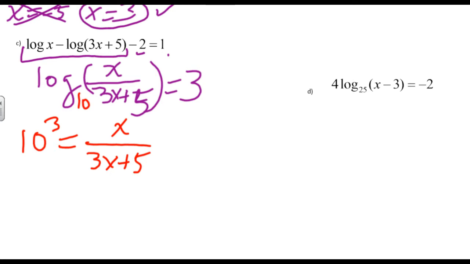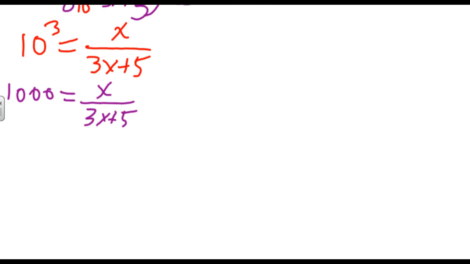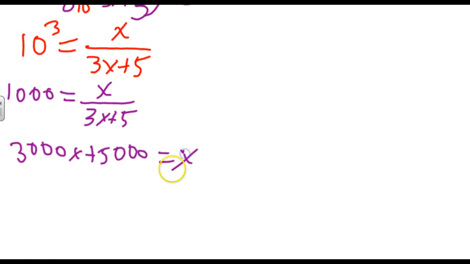Now, solving for x from here, notice I've just got regular x's out of arguments and they're not in exponents. I can now solve back for x. I get 1,000 equals x over 3x plus 5. Cross multiplying, I would get 3,000x plus 5,000 equals x. From here, I would get 5,000 equals negative 2,999x.